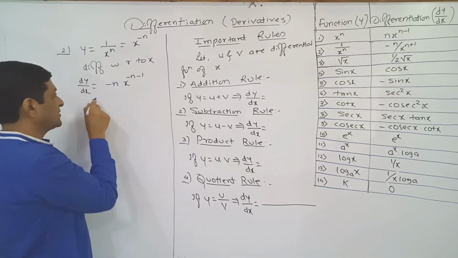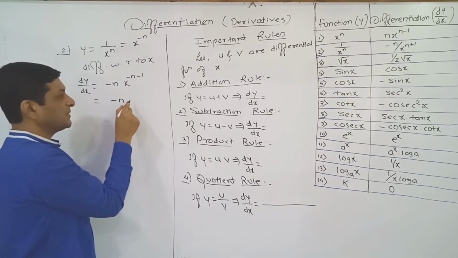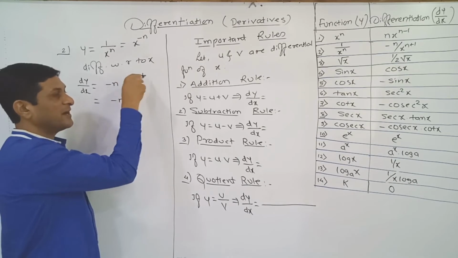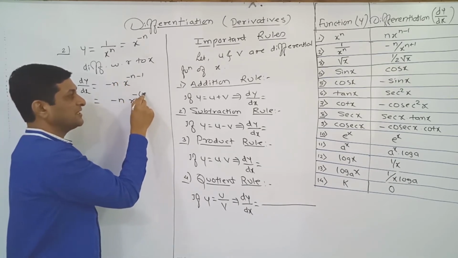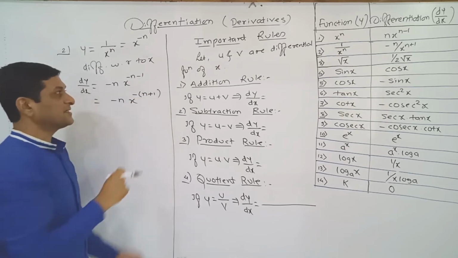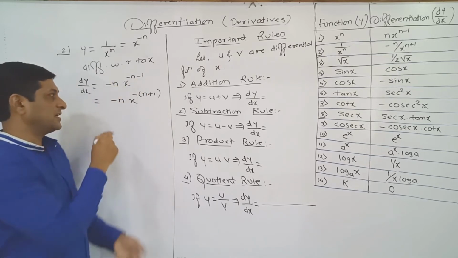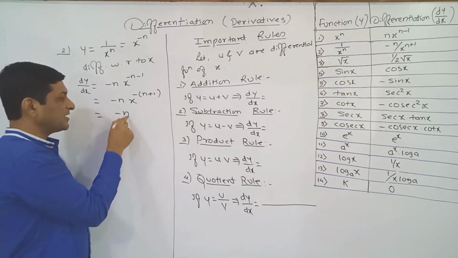Which can be written as minus n, keeping it as it is, x raised to power, and if we take the minus sign common from both terms, we will get minus into n plus 1. We have simply taken minus common here. Now in the numerator, keep minus n as it is.